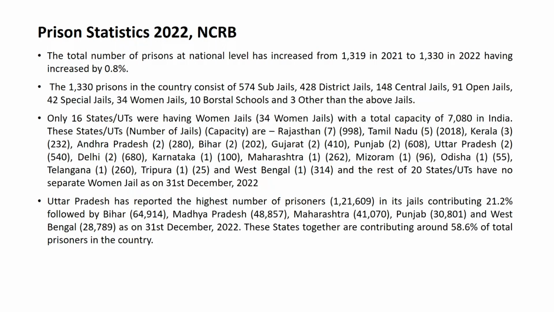Now, Uttar Pradesh, so far as the prison statistics are concerned, has reported the highest number of prisoners in the year 2022, that is 1,21,609 in the jails, contributing around 21.2%, followed by the state of Bihar with 64,914. And there are only 16 states and union territories having women's jails in the country, with a total capacity of 7,080 in India. And this is briefly what is laid down in the 2022 prison statistics that I wanted to inform you.